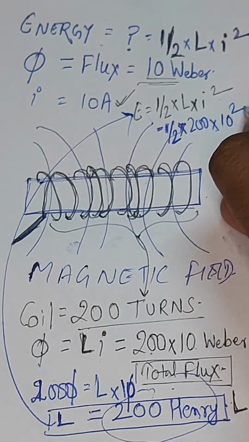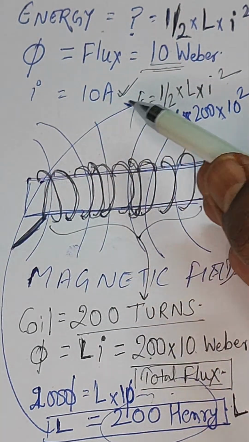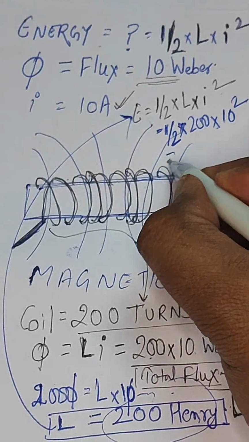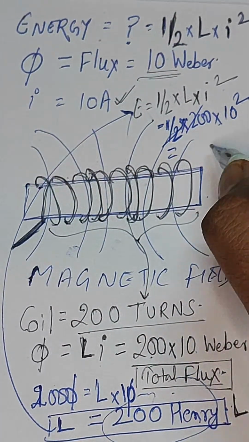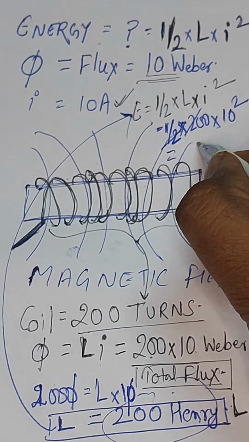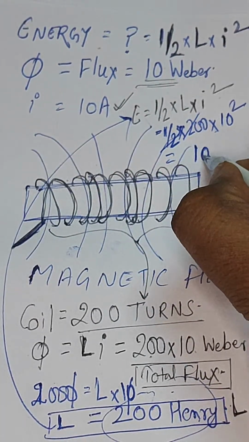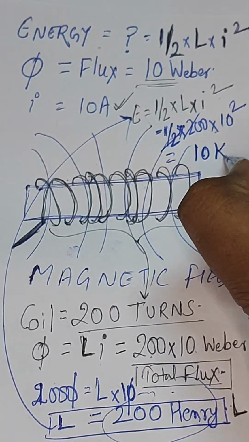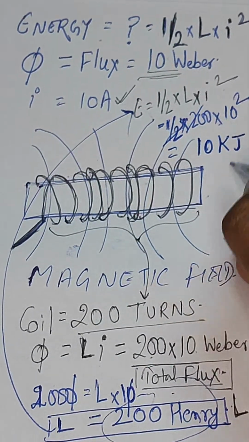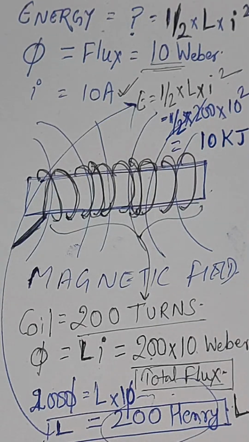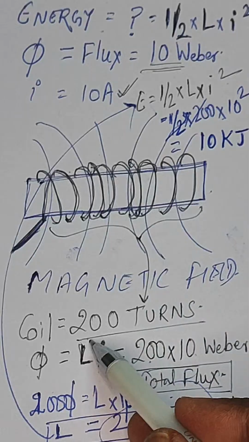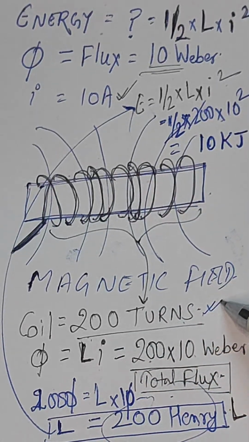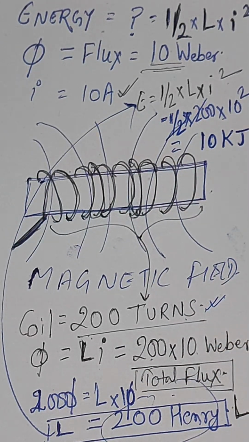So when you put the value, it will be 10 square, because I is 10. So 2 will cancel this 2, then 100 into 100, so this will be equal to 10 kJ. So 10 kilojoule is the energy which will be stored in the coil, which is making how many turns? 200 turns. And this will be your answer, my dear friends. Thank you so much for watching. Bye bye.